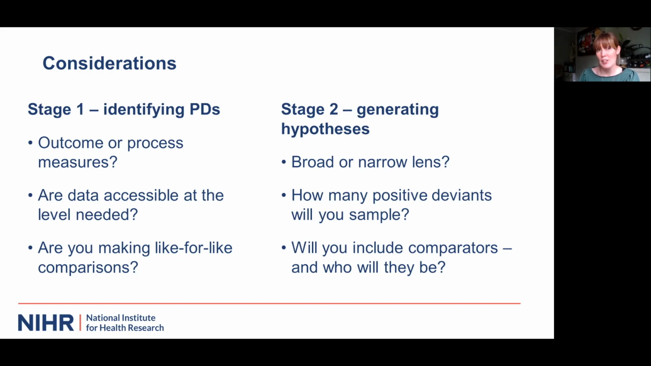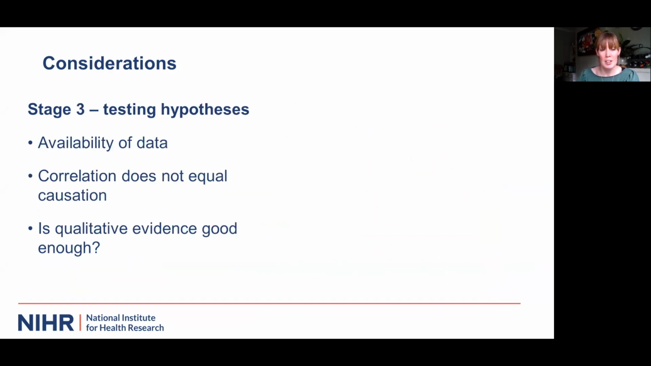How many positive deviants are you going to sample? Do you look at a couple in depth or several more broadly? And will you include a comparator to explore how positive deviants differ from others? So sampling negative deviants means that the differences between the two groups are likely to be more stark. However, sampling average comparators might allow you to explore how positive deviants differ from those who perform normally within a population. In terms of stage 3, are data available to test the strategies that you've identified?